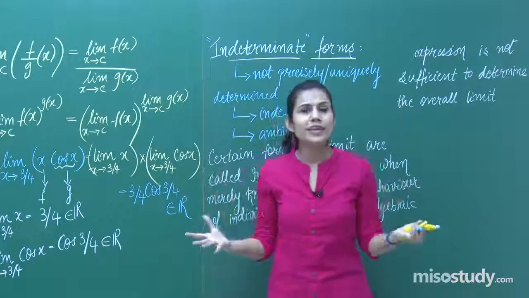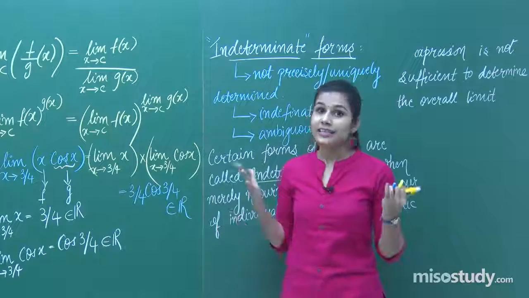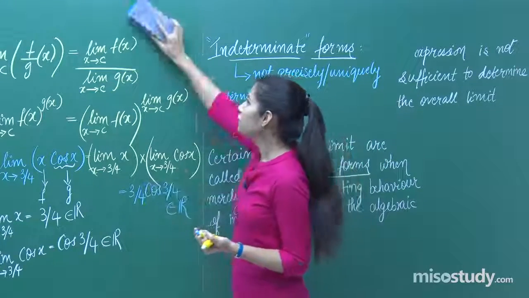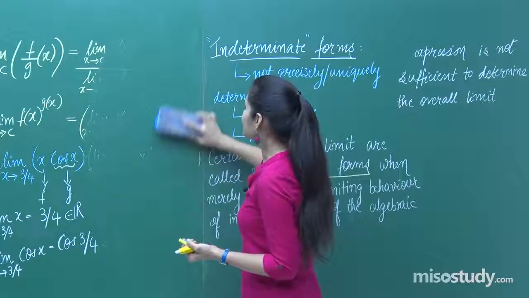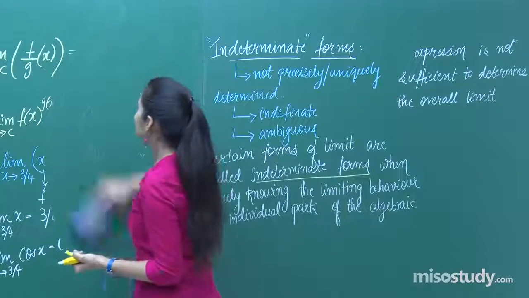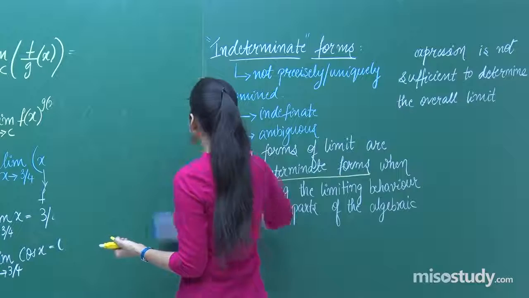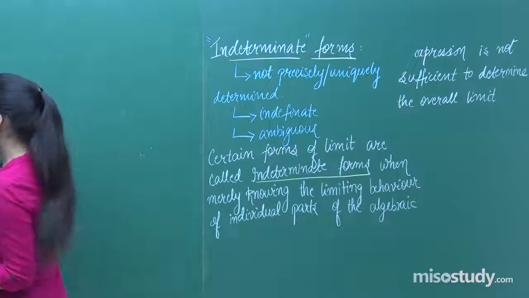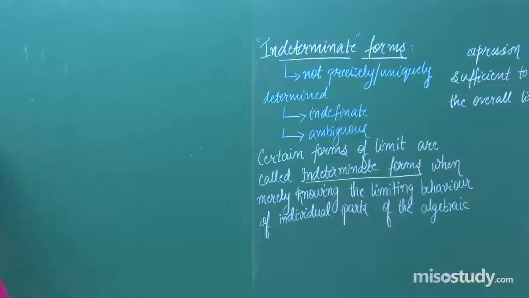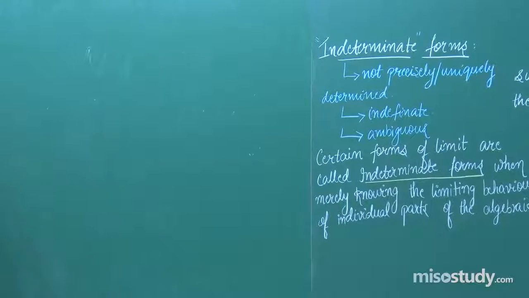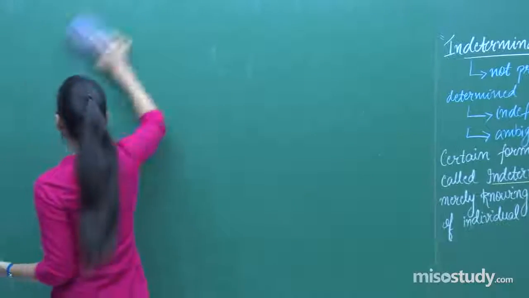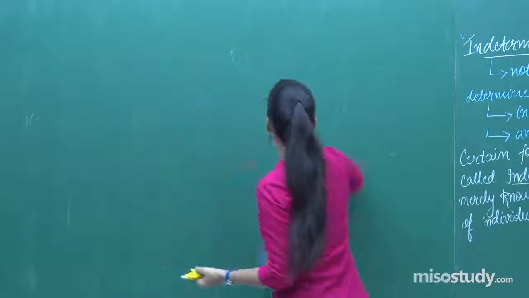Now, how to look at them, how to believe that they exist? How do they look like? How can we identify them? What do they resemble? All those things slowly and steadily we are going to learn, and then we are going to be able to identify very easily the indeterminate forms. So let's begin with the very first type of indeterminate form.